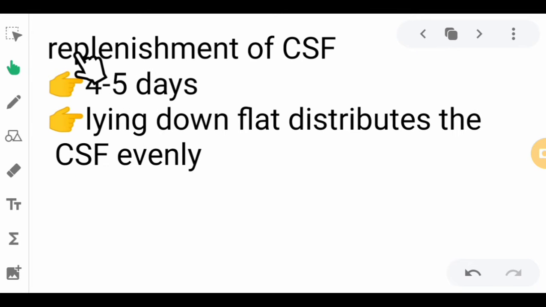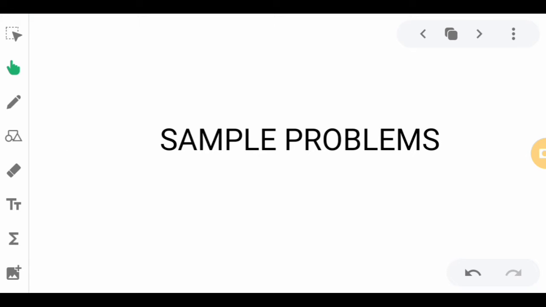In that case, the patient is asked to just lie down, because the replenishment of CSF occurs every 4 to 5 days, and lying down flat distributes the CSF evenly throughout the spinal column and up to the brain. Now let us perform some sample problems.